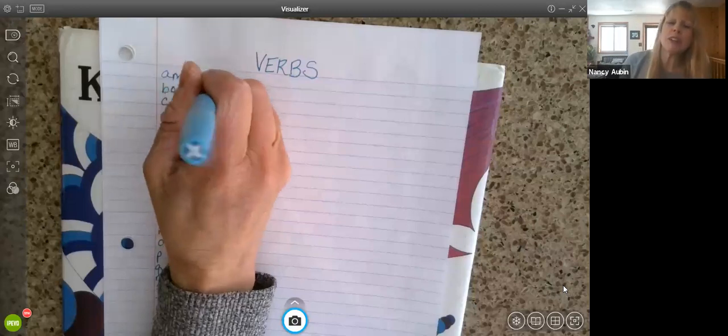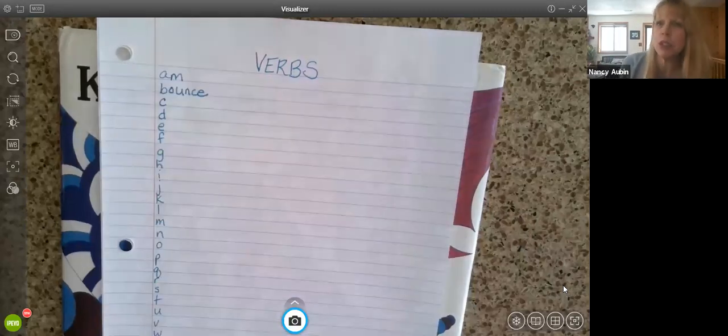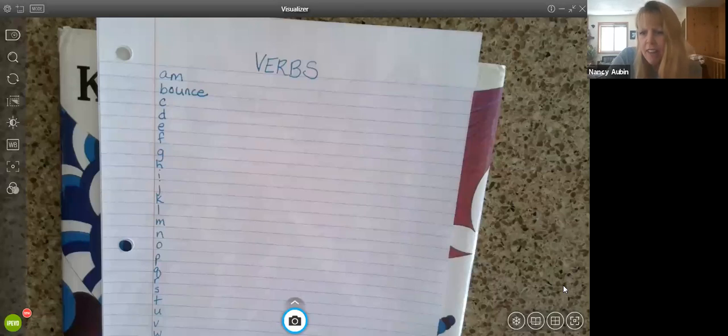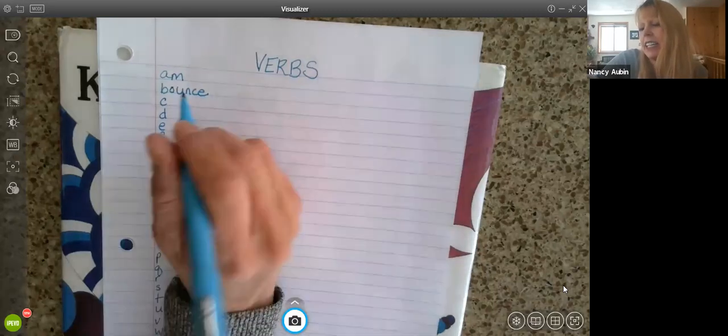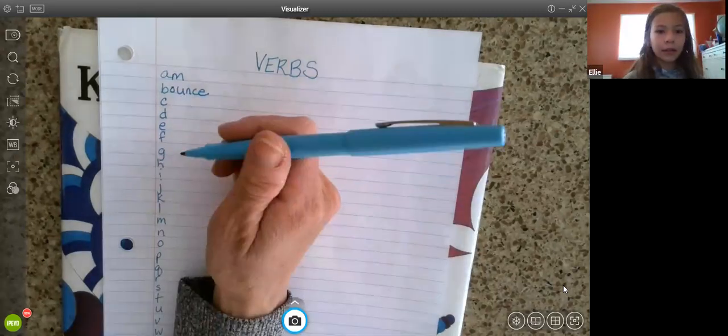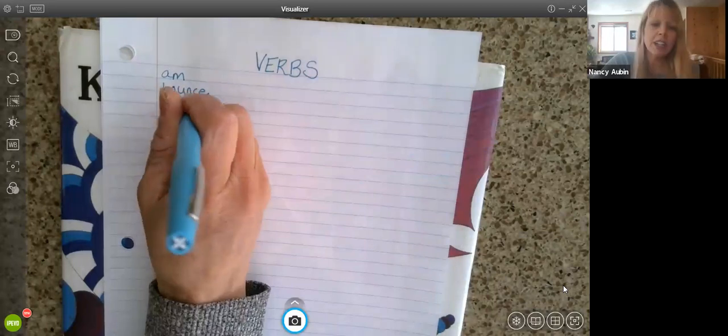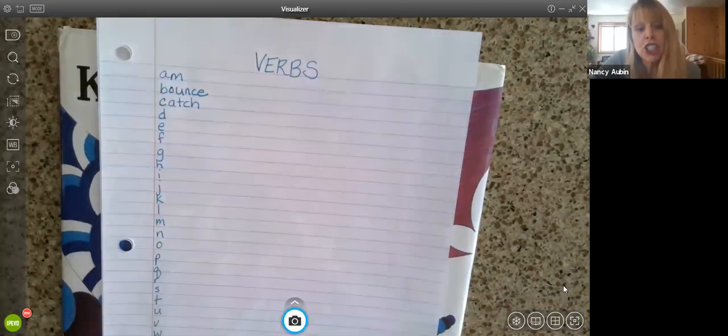We'll do a couple more so we make sure we understand the difference between nouns and verbs. How about the letter C? Anybody think they have a verb for C? Ellie? Catch. I'm going to catch that ball or catch a fish. Excellent. D as in dog, but dog is a noun. What can we do? Lucas, what do you think with D?